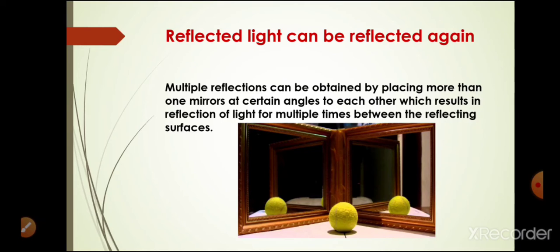The number of images seen depends upon the angle at which the two mirrors are placed. It means that it totally depends upon the angle formed between the two mirrors. For example, if the angle between the mirrors is 90 degrees, then 3 images are formed. And if the angle between the mirrors is 0 degrees, that is, the mirrors are parallel to each other, then infinite images are formed.